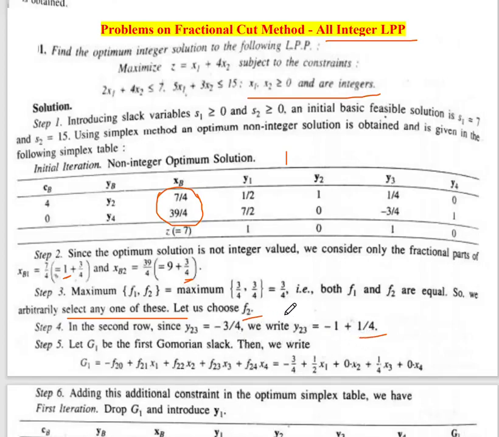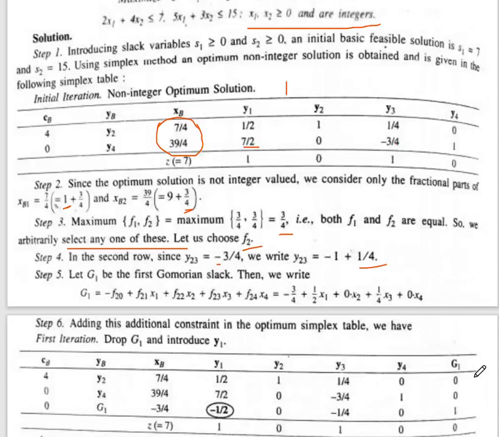3 by 4 fractional part. F21 means the fractional part of this term, then f22 means 0, then f23 means the fractional part of this term, then f24 means the fractional part of this term, that is 0. In this way we can construct the Gomorian slack variable.